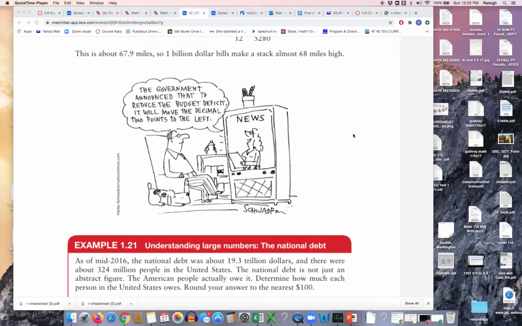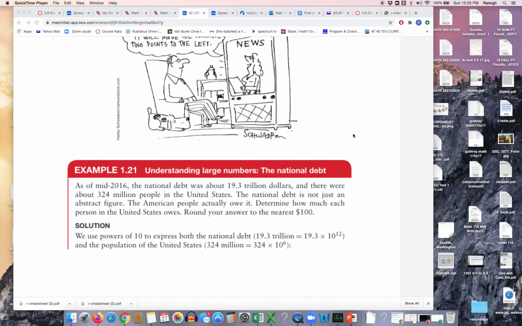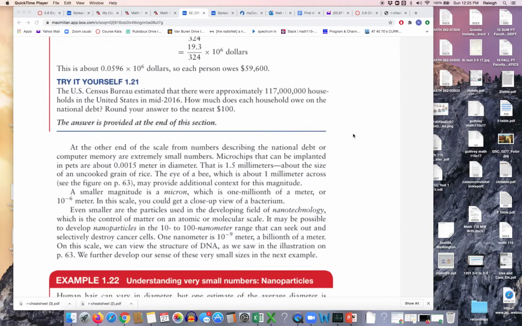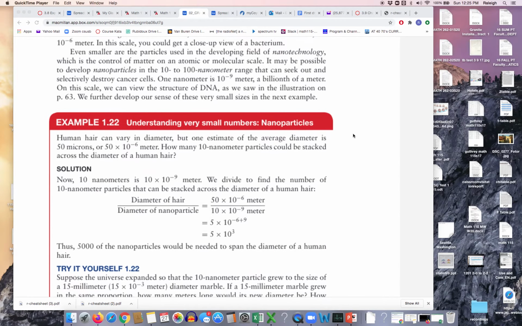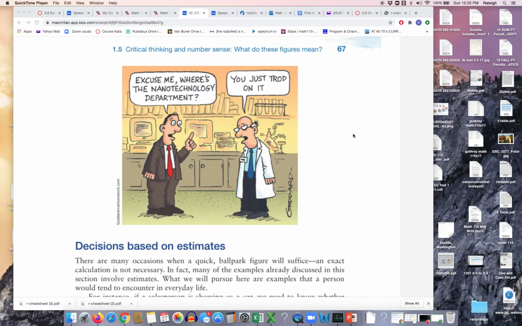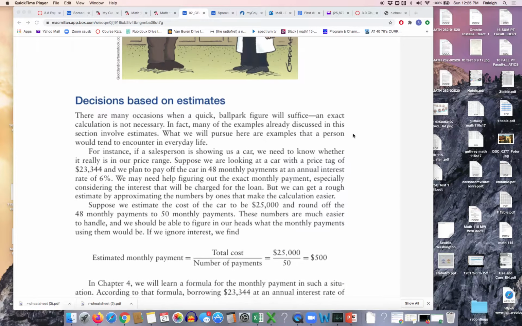Oh, this is interesting. The government announced that to reduce the budget deficit, it will simply move the decimal 2 points to the left. That'd be nice. Well, that's not going to happen. They show you some calculations that you should be looking at yourself. We figure you've read this stuff already. I'm just hitting some of the highlights. A couple of cartoons there.